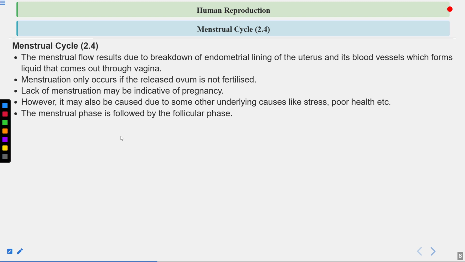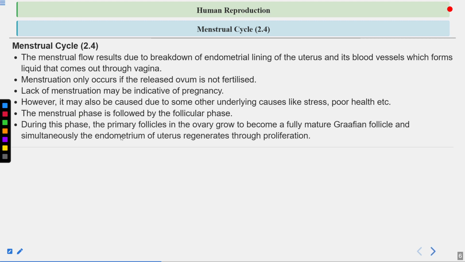The menstrual phase is followed by the follicular phase. So the next phase is the follicular phase. The first one was the menstrual phase. So what happens in the follicular phase now? In the follicular phase, development of the follicle occurs. During this phase, the primary follicles in the ovary grow to become a fully mature Graafian follicle, and simultaneously the endometrium of the uterus regenerates through proliferation.